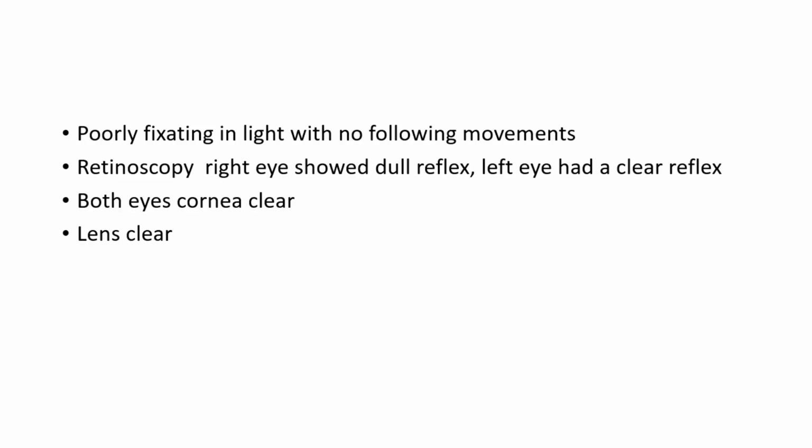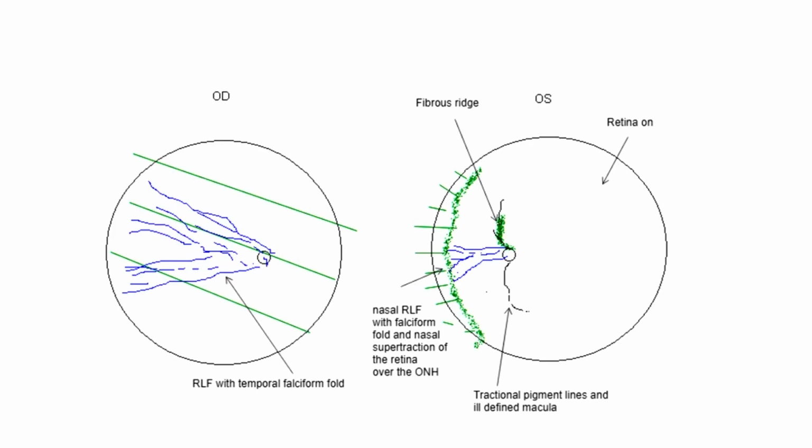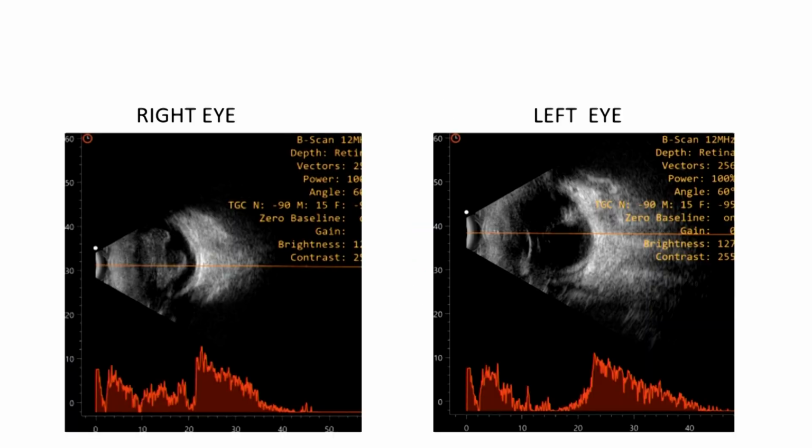The child was poorly fixating in light with no following movements. Retinoscopy in the right eye showed dull reflex and the left eye had a clear reflex. Both eyes cornea were clear, lens were clear. On fundus examination, the right eye media was very hazy because of the presence of the retrolental fibrous tissue. In the left eye, we could see a falciform fold extending from the disc and attaching anteriorly to the nasal retrolental fiber. So the patient was advised for ultrasound.